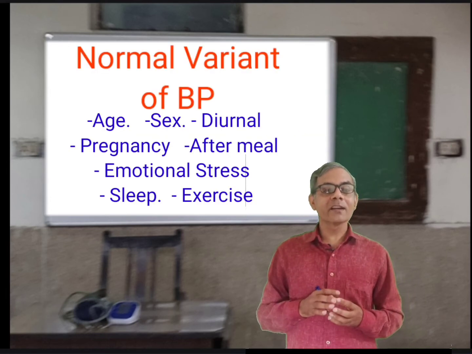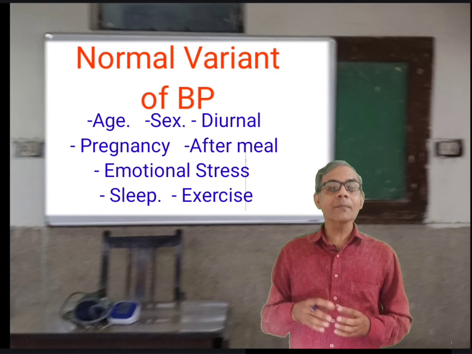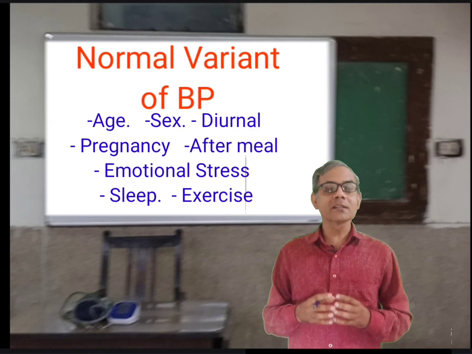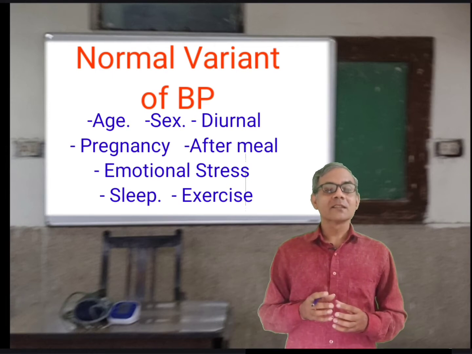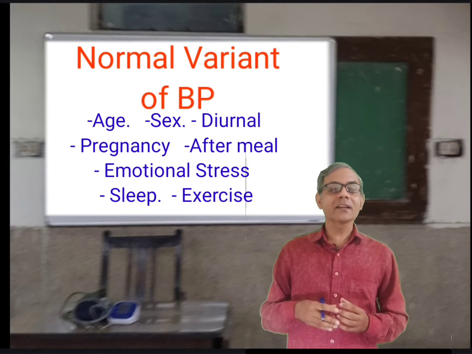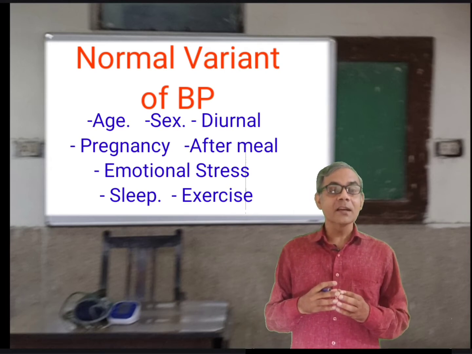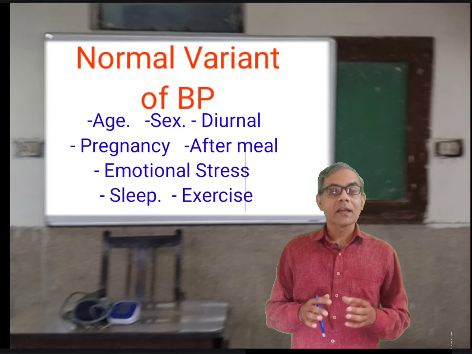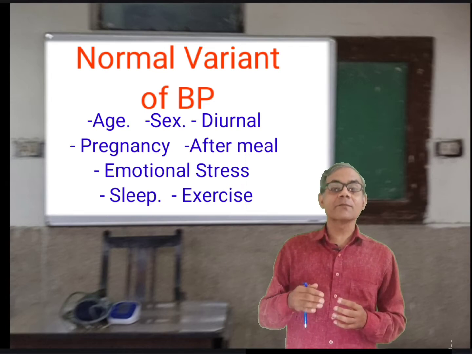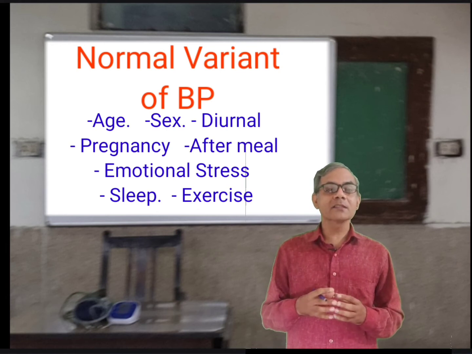Now we discuss the normal variants of blood pressure. The blood pressure is not constant all the time and in all individuals. So now we discuss the normal variants of blood pressure. First, according to age, blood pressure is different in different age groups. A newborn has 40 mmHg blood pressure and it attains 70 mmHg within 2 weeks. As age increases, blood pressure also increases. Now sex, blood pressure is slightly lower in females, about 8 to 10 mmHg.